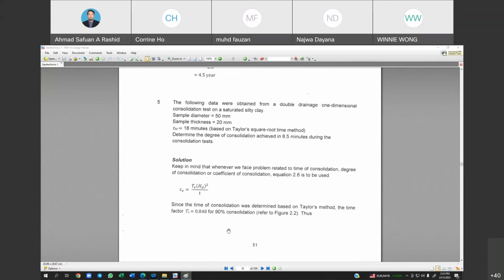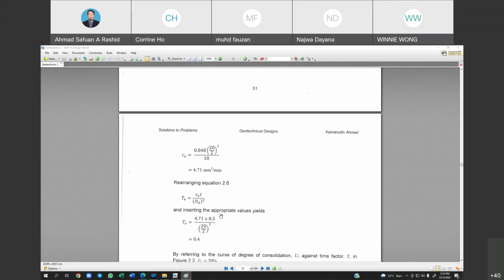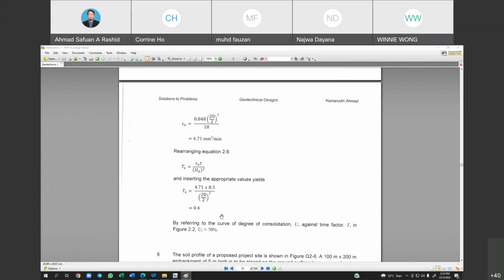Okay, so that is for the TV. So the 0.4 of the TV, to get the degree of consolidation, we may refer to figure 2.2. Based on the TV of 0.4, the UV is equal to 70%. So that is for the question number 5.